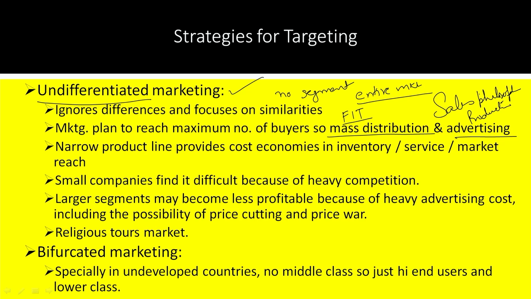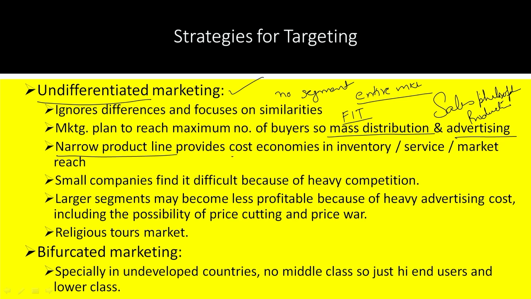Okay. Now, the benefit which the company gets is that it has a very narrow product line. Why? Because it has not done segmentation. So, it has not produced many products. Whatever products it has been producing, it is selling those products to the market. So, it is a very simple thing. They have a very narrow product line, not many products.